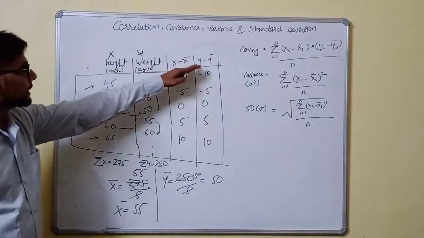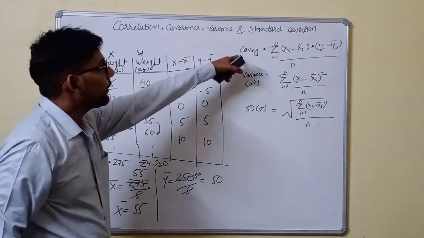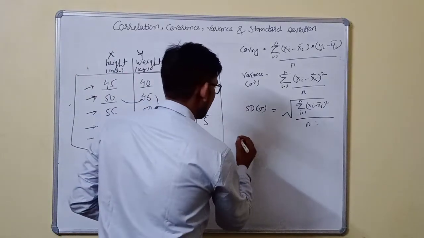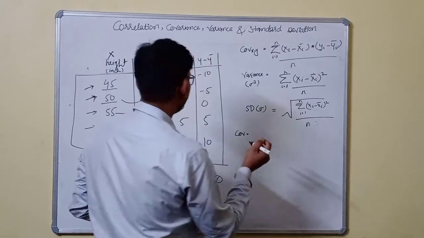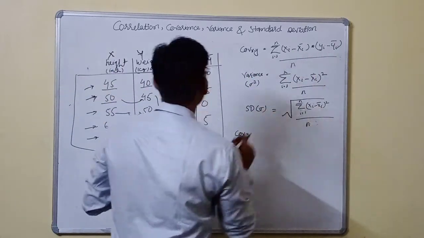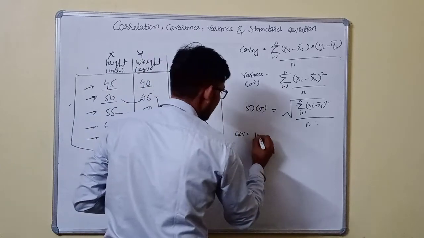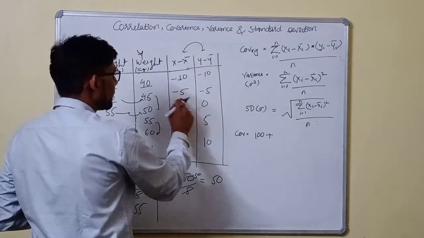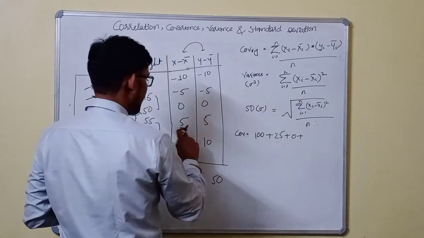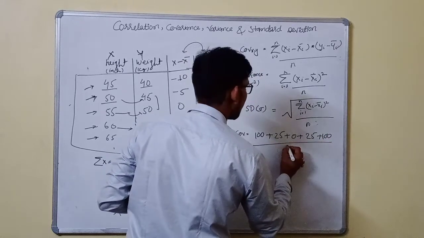Now we have x minus x bar and y minus y bar. Right. Now we can calculate the covariance of x and y, and definitely we should get a positive value. So covariance is equal to the summation of xi minus x bar into yi minus y bar, so the multiplication of these two, right? Minus 10 into minus 10 is equal to 100, plus minus 5 into minus 5 is equal to 25, plus 0, plus 5 into 5 is equal to 25, plus 10 into 10 is equal to 100, divided by n.